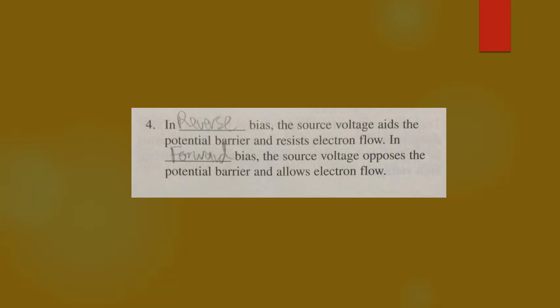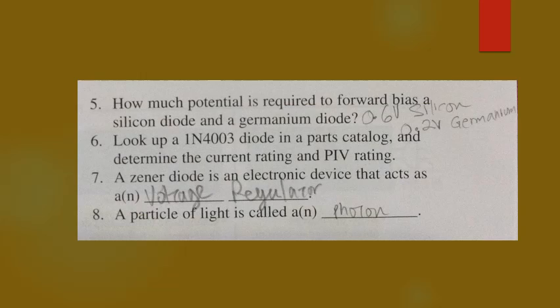Question 4. In reverse bias, the source voltage aids the potential barrier and resists electron flow. In forward bias, the source voltage opposes the potential barrier and allows electron flow. Question 5. How much potential is required to forward bias a silicon diode and a germanium diode? That would be 0.6 volt for silicon and 0.2 volts for germanium.